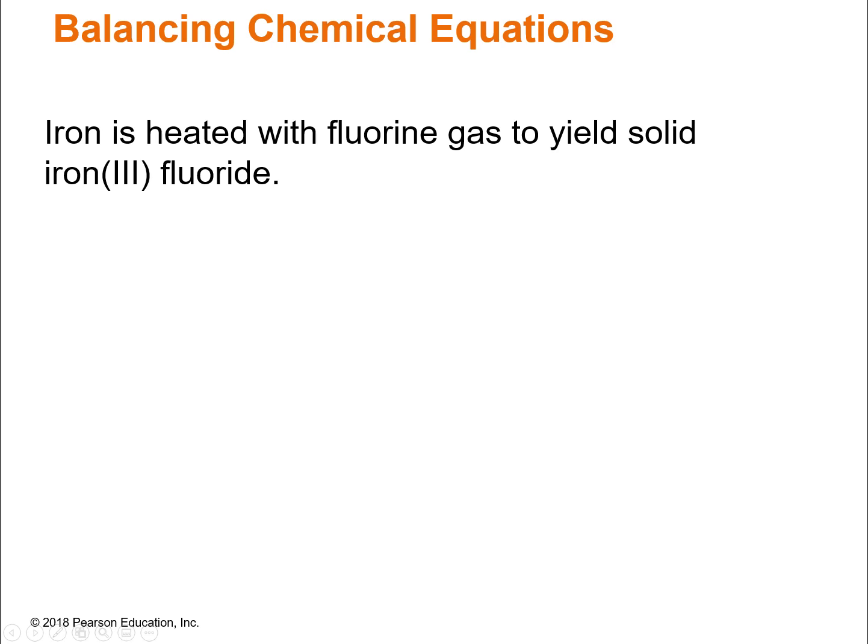So again, I'm giving you a written description. You'll see it like this or as a chemical equation. Either way, you need to be able to balance. So in this case, we need to write our chemical equation first. Iron is heated with fluorine gas. Fluorine gas is another one of those diatomic molecules. And we're making solid iron 3 fluoride.